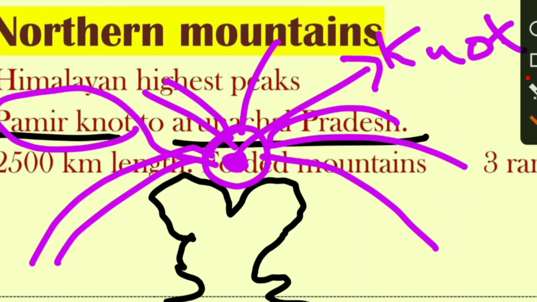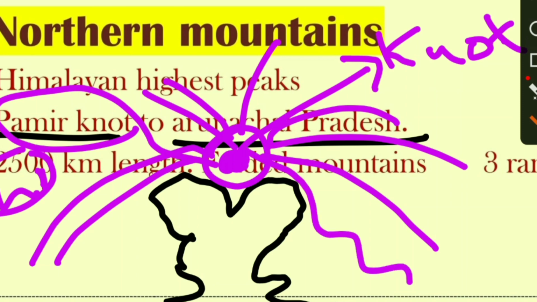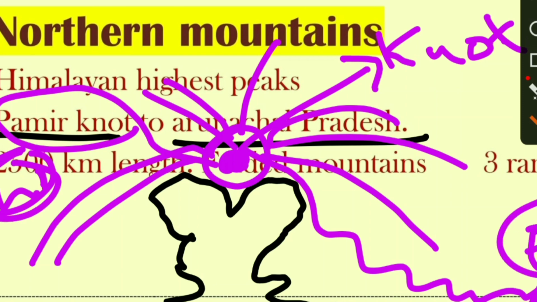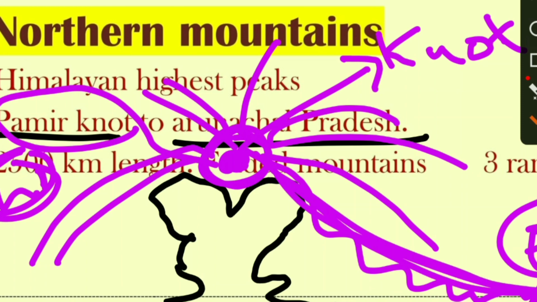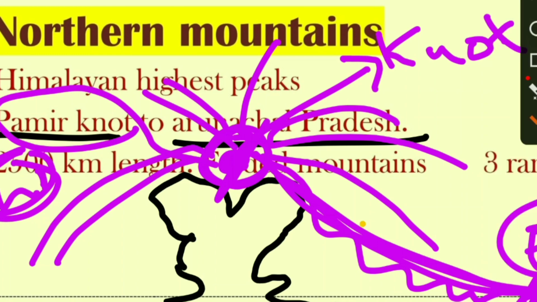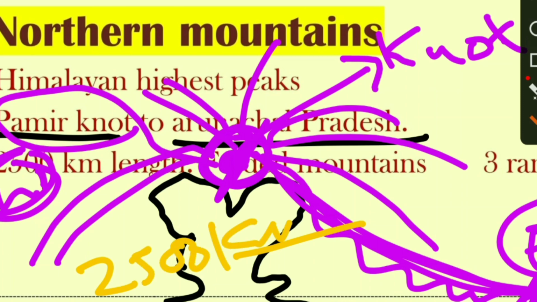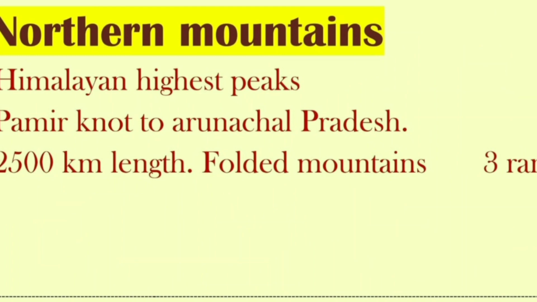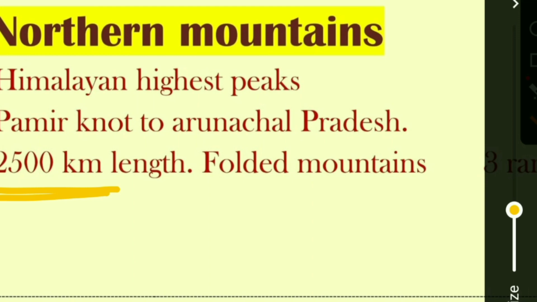The total northern mountains of our country begin from the Pamir Knot. From the Pamir Knot in the west, and extend up to Arunachal Pradesh in the east. Here is east, this is west. From Pamir Knot to Arunachal Pradesh, this mountain range extends. It is about 2,500 kilometers in length. The total length of the mountain range from Pamir Knot to Arunachal Pradesh is 2,500 kilometers, dear friends.